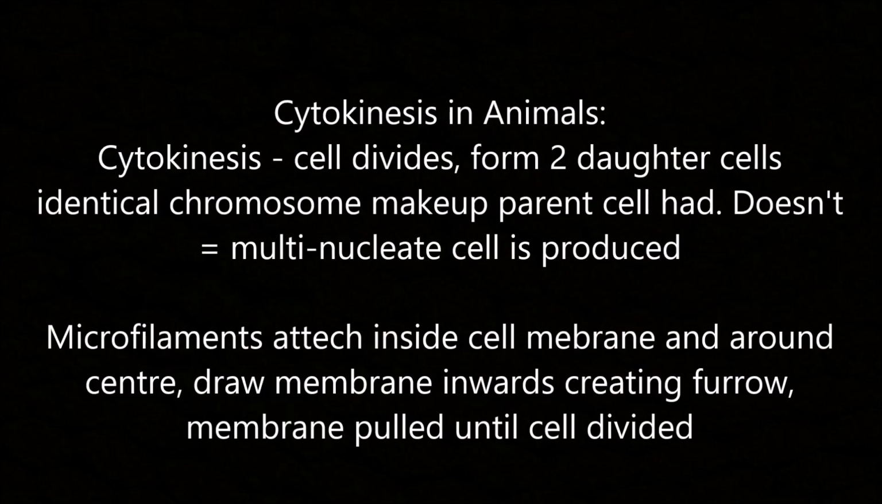Cytokinesis in animals. Cytokinesis is when the cell divides, forming two daughter cells with the identical chromosome makeup the parent cell had. If it doesn't occur, a multinucleate cell is produced. Microfilaments attach inside the cell membrane and around the center. They draw the membrane inward, creating a furrow, and the membrane is pulled until the cell is divided.